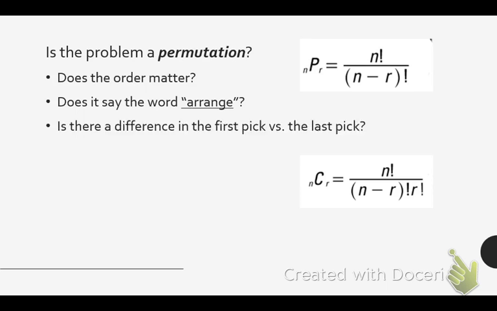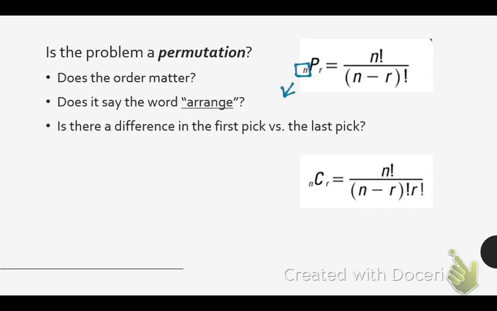And then, is there a difference in the first pick versus the last pick? If there is, that is a permutation. Okay, so if first pick is the president and the last pick is the treasurer, that would be a permutation, because the order would matter.